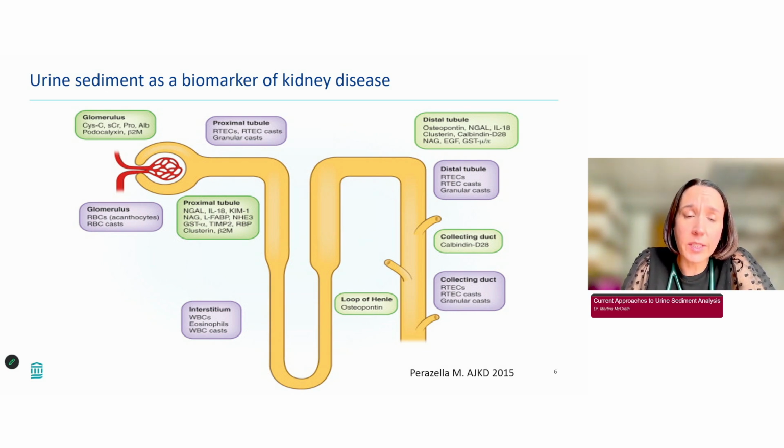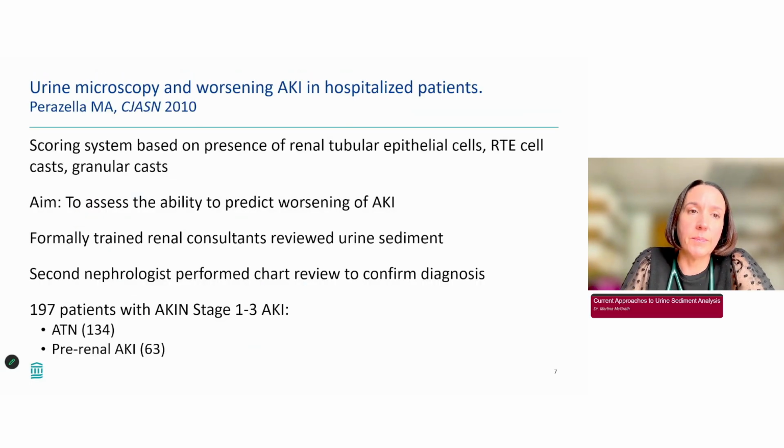As we move along the renal tubule, biomarkers like KIM1, NGAL, and TIMP2 have been validated for acute kidney injury, but the presence of renal tubular epithelial cells, renal tubular epithelial cell casts, or granular casts can also indicate tubular injury. In the interstitium, the presence of white cells and white cell casts are really the only biomarker that we have to date in terms of looking at kidney injury. So I think there's something to be said for thinking about the urine sediment as one of the tools that we use when we assess patients.